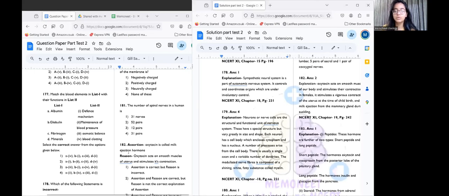No. So the reason is that it acts on the smooth muscles. When does it act on the smooth muscles? Why does it act on the smooth muscles? Because it helps in the contraction of the uterus and delivering of the baby, right?